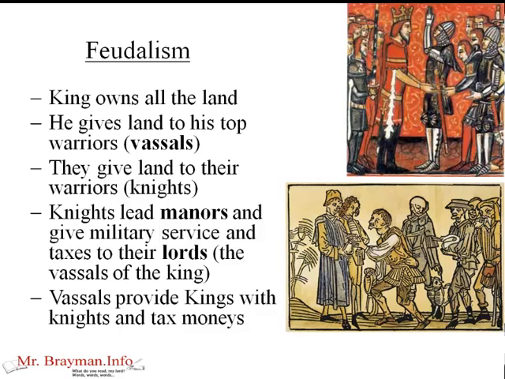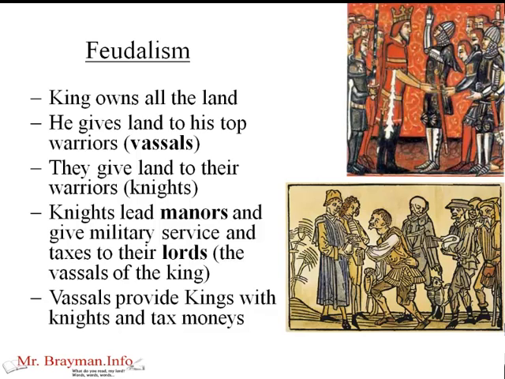Right? So in feudalism, the king owns all of the land in the kingdom. And he gives land to his top warriors, who are known as his vassals. Now these would be higher nobility, people like dukes and earls. These are top warriors, right? And then they would in turn give the land to their warriors, who would be at the level of knights. And knights lead manors and give military service and taxes to their lords, and their lords are the vassals of the king. And then the vassals provide the kings with knights and then the tax monies that they've collected, right?